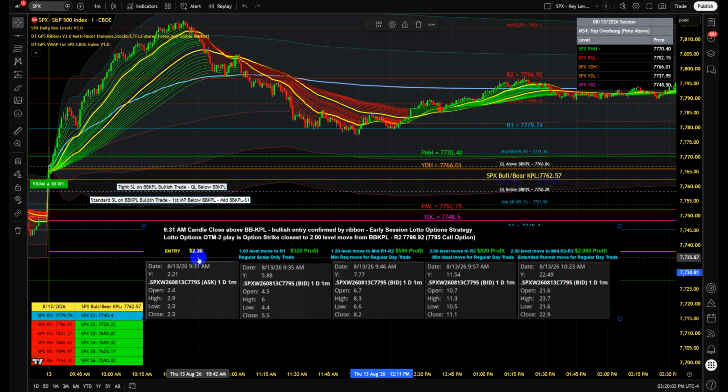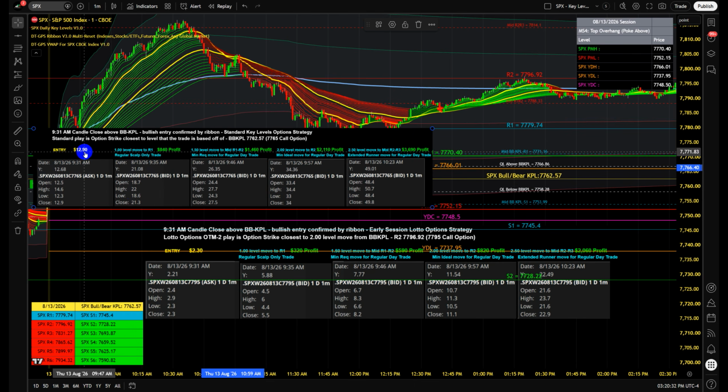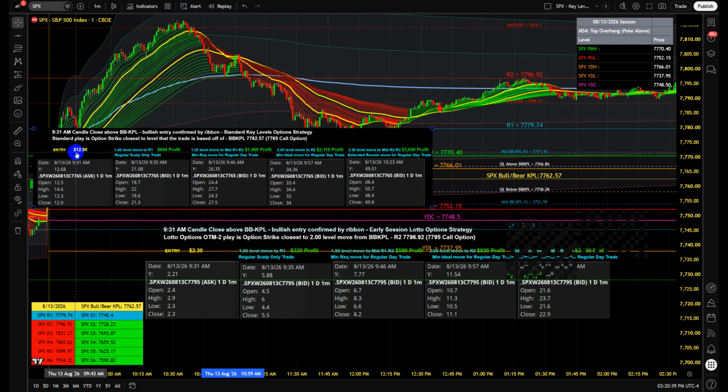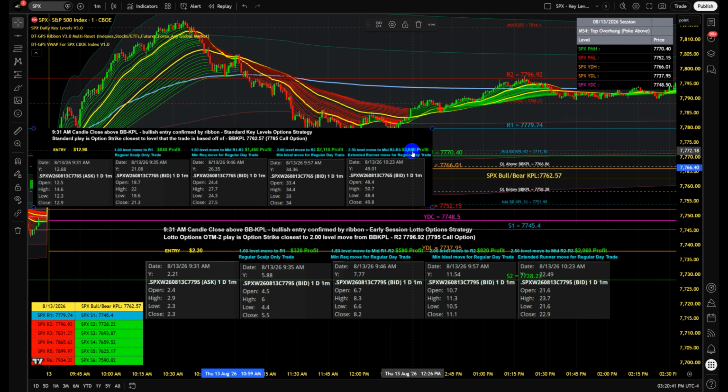with the original 77.65 strike, we'll bring that back up now. The entry was $12.90. Here it's $2.30. So that's over $1,000 savings there. Eventually, this got to $3,690 profit, but we had to put up $1,290 per option. Eventually, this gets to $2,060 profit, but we only had to put up $230 per option.